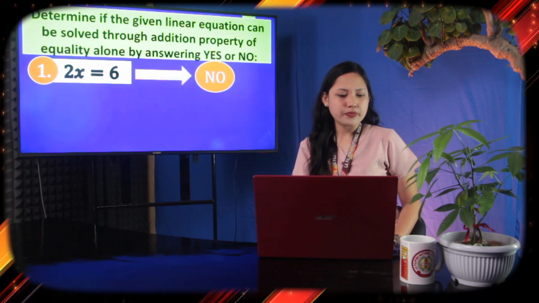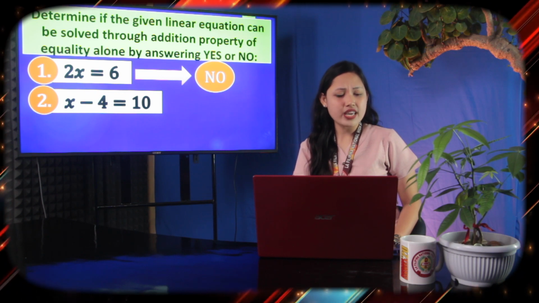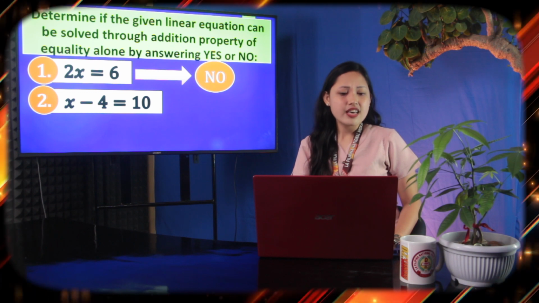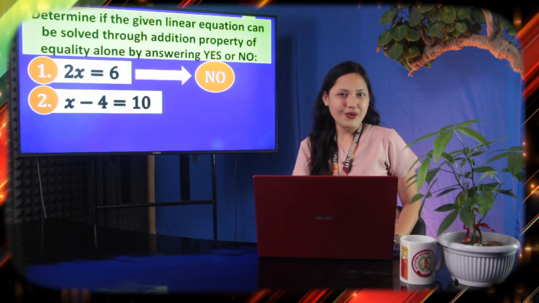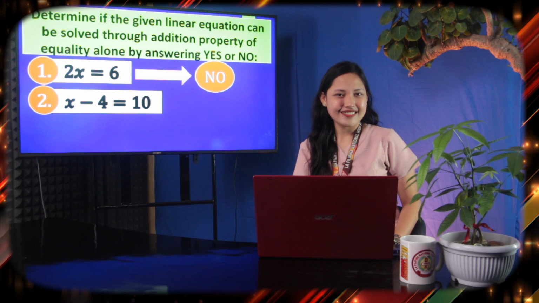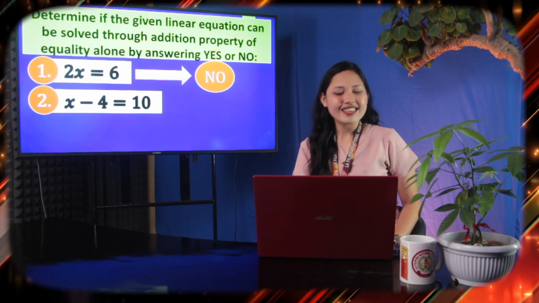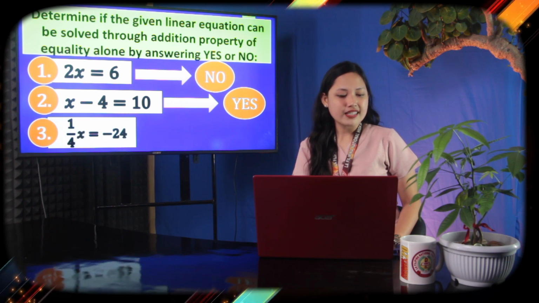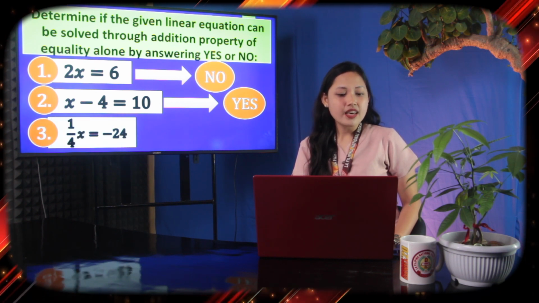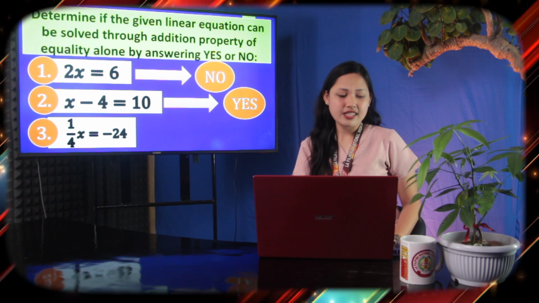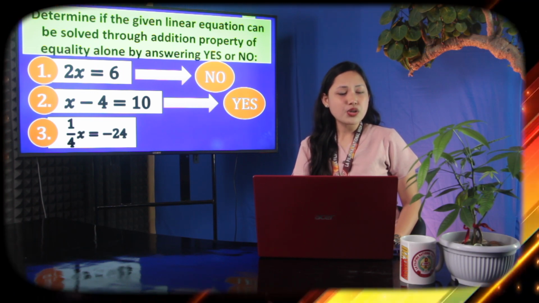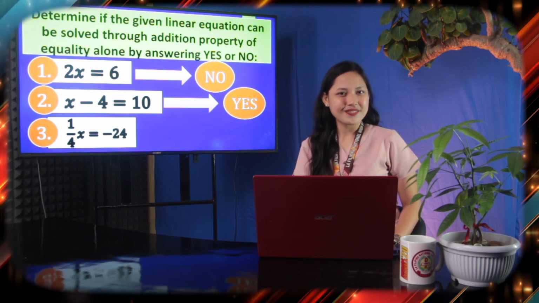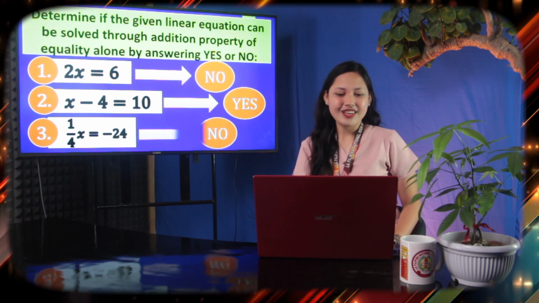How about number 2? x minus 4 equals 10. Can the linear equation x minus 4 equals 10 be solved through addition property of equality alone? Yes or no? The answer is yes. How about number 3? 1/4 x equals negative 24. Can the linear equation 1/4 x equals negative 24 be solved through addition property of equality alone? Yes or no? The answer is no.